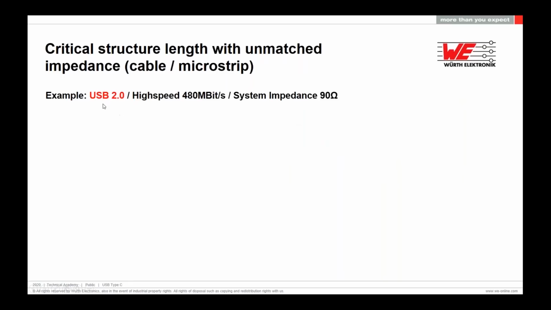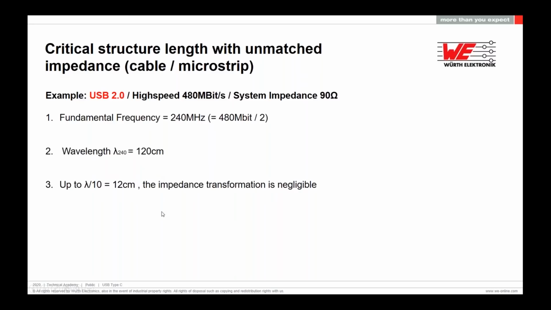For example, I give you a small rule of thumb. USB 2.0 with maximum speed and the system impedance. Maximum speed means we have a fundamental frequency which is half of the 480 Mbit. This is 240 megahertz, the maximum fundamental frequency of the data signal. This means we have a wavelength of 120 centimeter. What I said is a rule of thumb, it's not 100% correct, but a good rule of thumb in terms of EMC, EMI, data signal loss and packet loss.